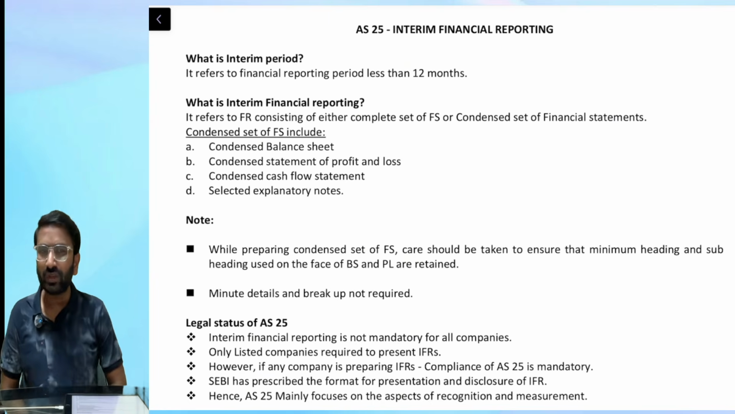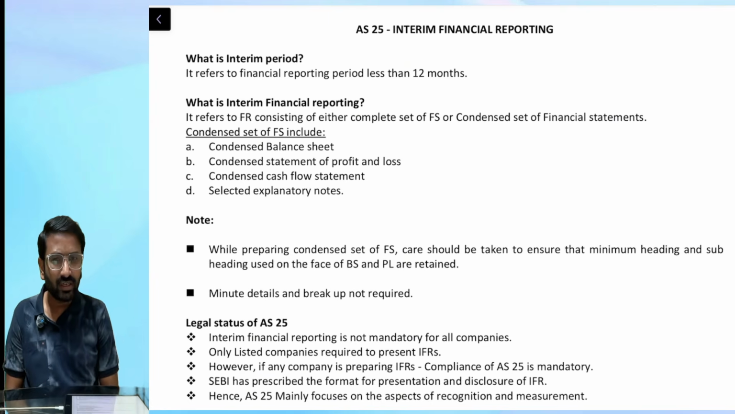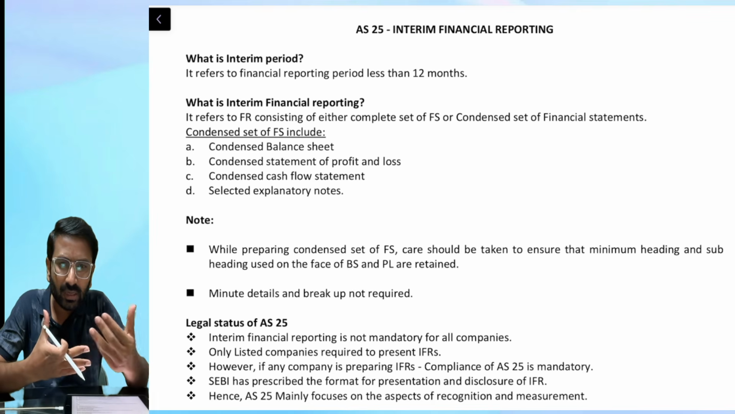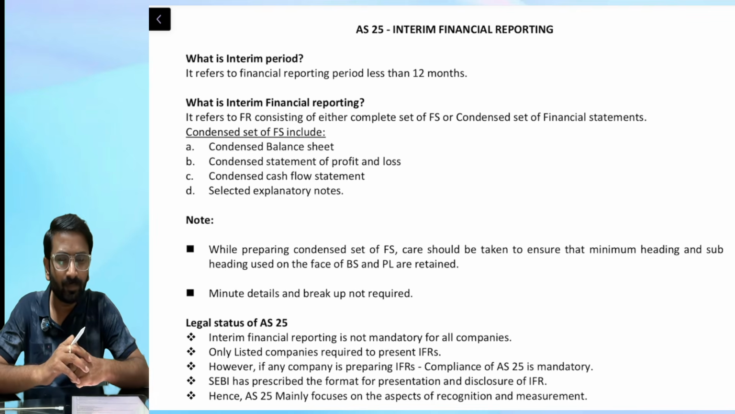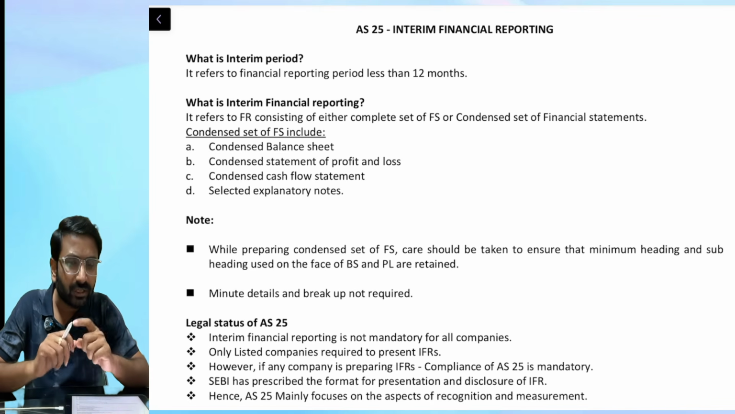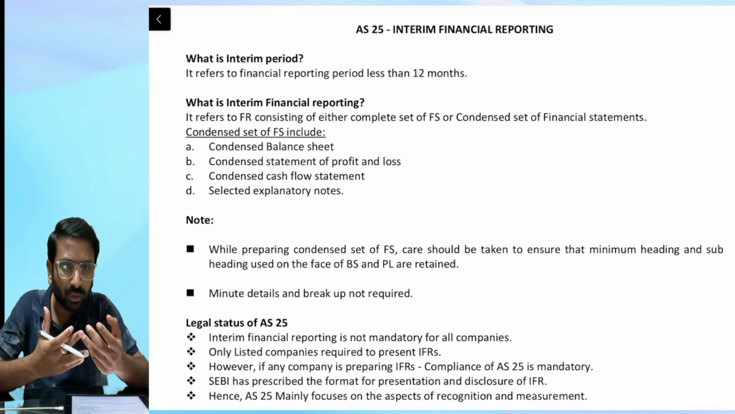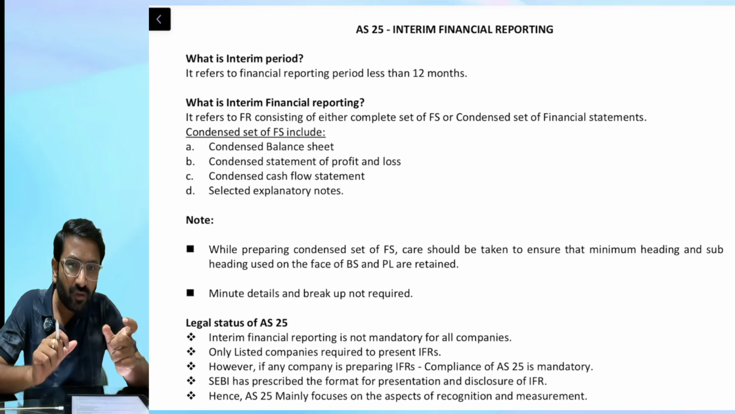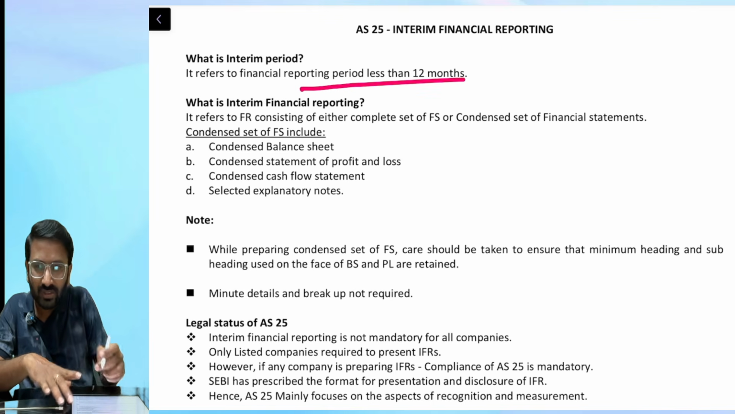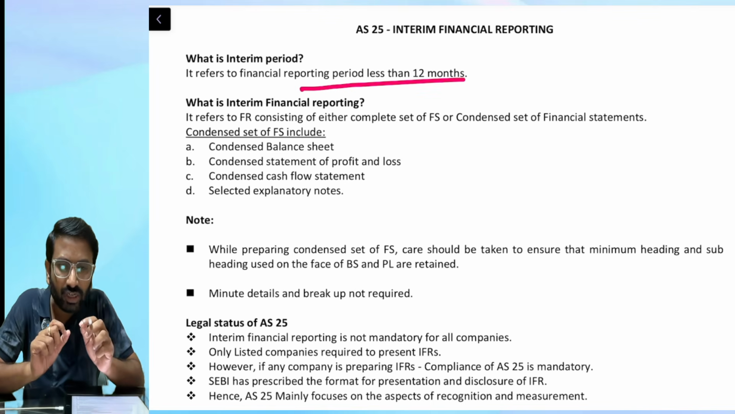Let us move on to accounting standard 25. This standard deals with interim financial reporting. Normally, when a company reports the financials like balance sheet, P&L, cash flow statement, notes to accounts, they do it on a yearly basis, which is called annual financial reporting or annual financial statement. But sometimes some companies have to report the financials for a period of less than 12 months. And if you're reporting for a period of less than 12 months, we can call them interim financial reporting.